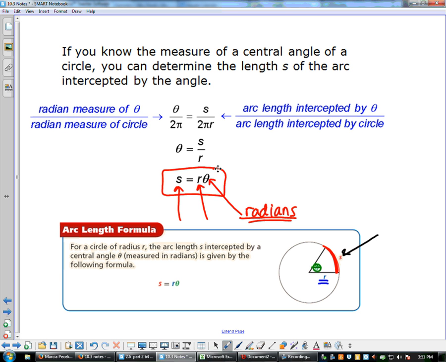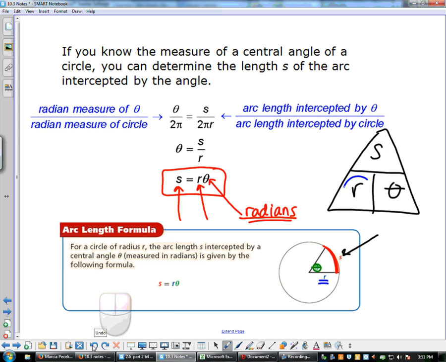The way I like to think about this is kind of a triangle: S, R, theta. I draw this triangle for myself every time I have a problem like this. If I'm asked to find the arc length S, then I know I'm going to multiply my radius and my theta. If I'm asked to find the radius, what would I do? I'm going to take my arc length divided by my theta, my angle. So I like to use that triangle, and you'll see me draw that as I answer a question here.